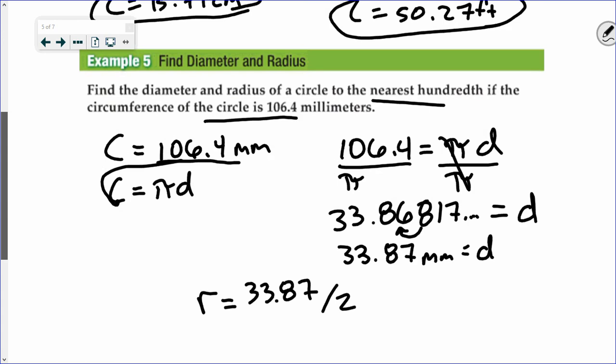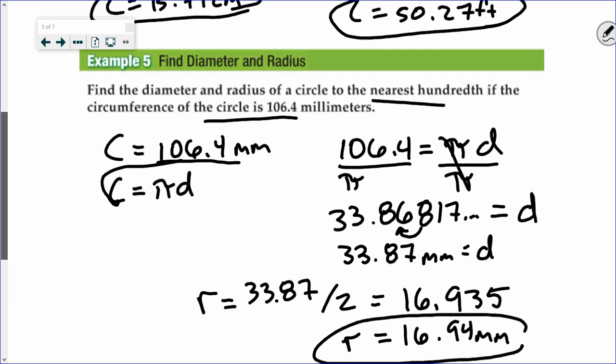33.87 divided by 2, and you get 16.935. So our radius, again to the nearest hundredth, is 16.94, and we've got our units, millimeters. All right.